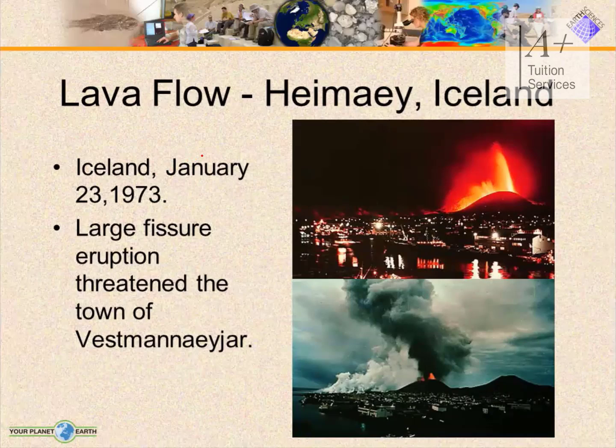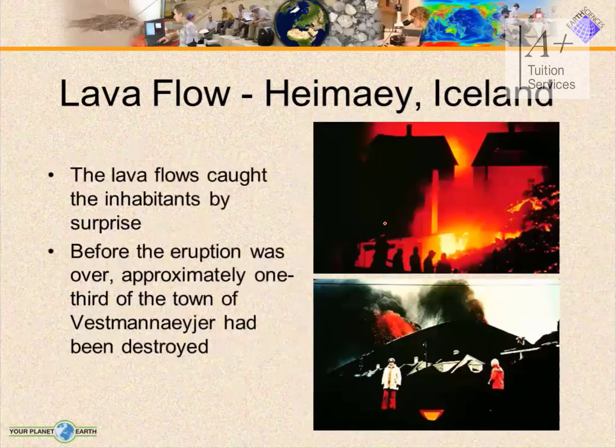So for example, our lava flow is in Iceland. This was in Iceland on January 23, 1973. There was a large fissure eruption which threatened the town. Okay, so this is the lava flow and this is the town. Just because it wasn't explosive, people didn't take it lightly. It's still running out and towards where the population might be. The lava flows caught the inhabitants by surprise, maybe because of the speed at which it was flowing. Before the eruption was over, approximately one third of the town had been destroyed.